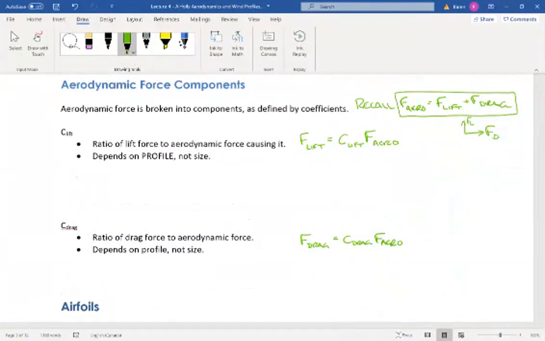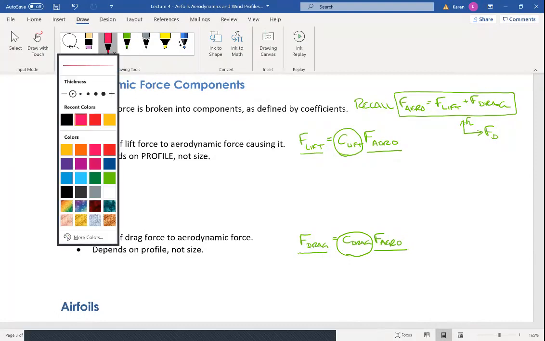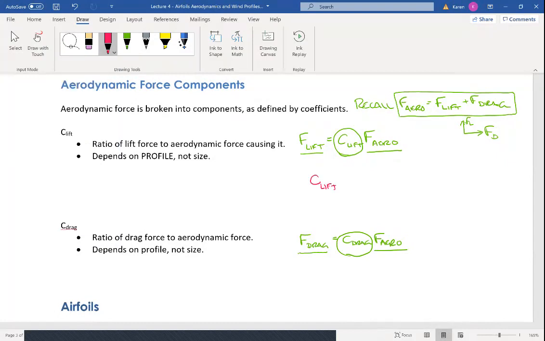We can also define each of the lift and drag forces by a coefficient. A coefficient defines how big of a ratio you have of this overall aerodynamic force, this overall total. So lift gets the total aerodynamic force times a coefficient called C lift. And drag force gets the entire vector sum aerodynamic force times a coefficient that is the amount of drag. So we can also rewrite explicitly the coefficient of lift and the coefficient of drag.